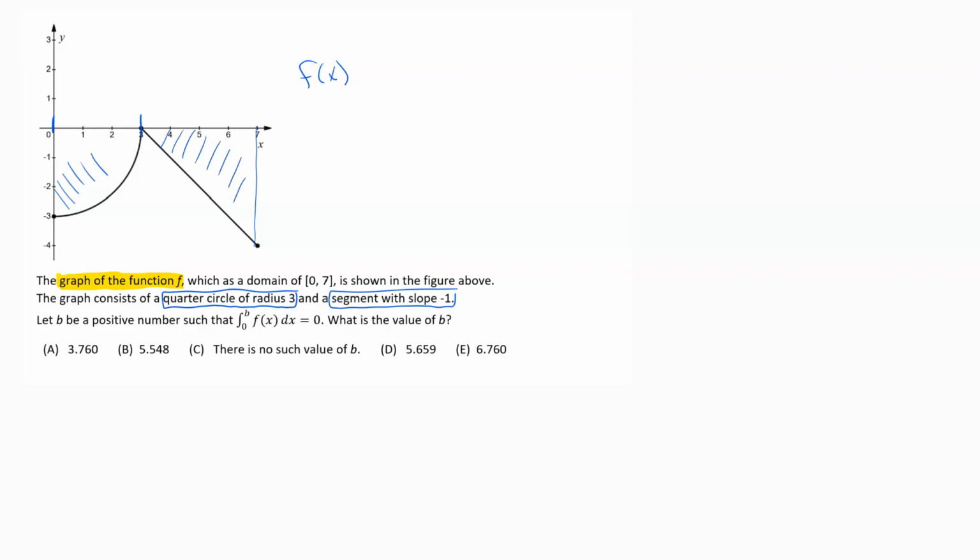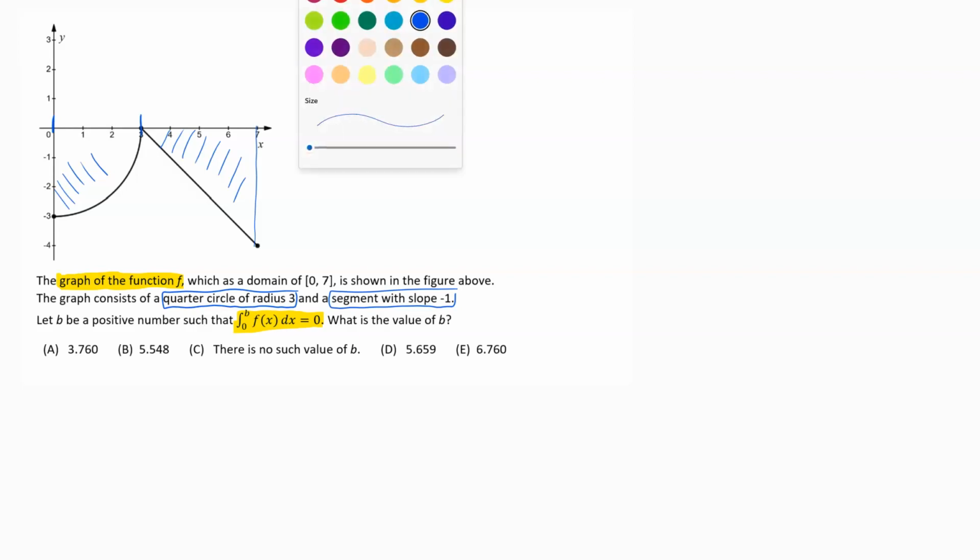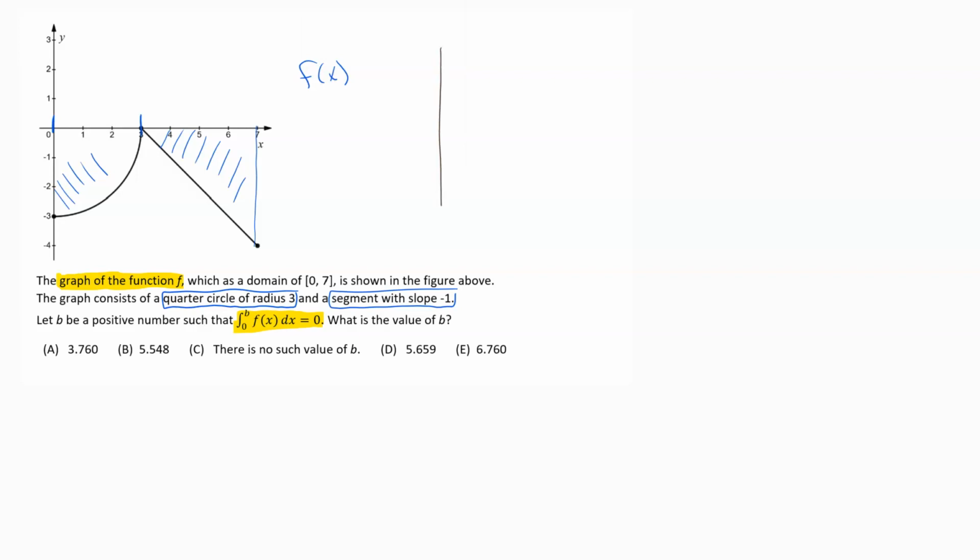And they're asking us a question about a definite integral here. They want to know what b value, let b be a positive number, such that the integral from 0 to b would equal 0. And then they want us to find out what that value is. What this problem is really doing is wanting us to understand how we use an integral to add up the area between the curve and the x-axis.